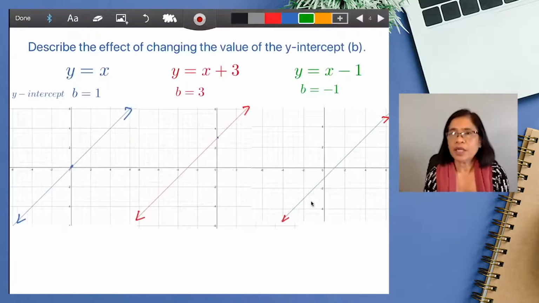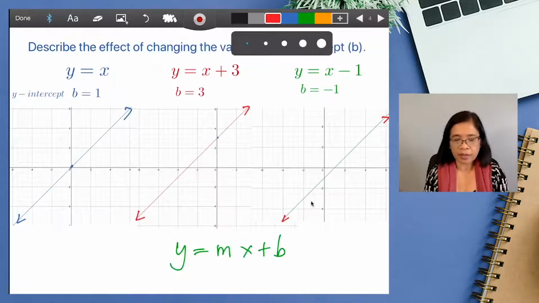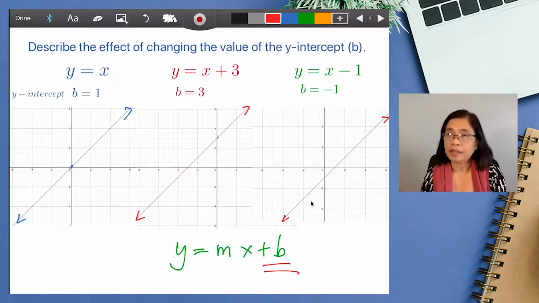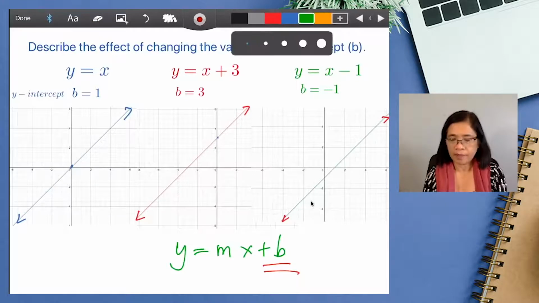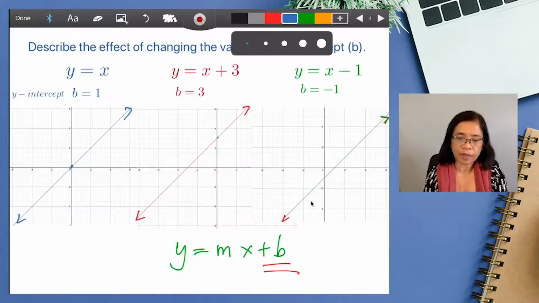How about if we change another parameter, which is the y-intercept? So in the equation y equals mx plus b, in the following examples, we will be changing the value of b. Let's see what will be the effect of this change on the graphs of the functions. So we start with our parent function, y is equal to x.